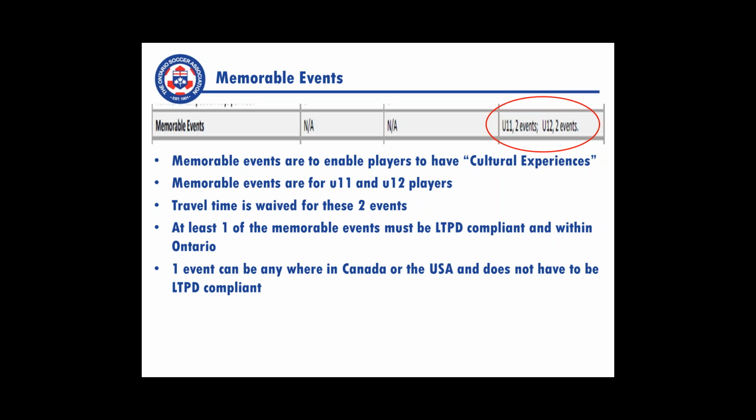To qualify for a memorable event, you would first contact your club to have permission. Then the club would contact your district association, and they would grant you the memorable event or not, based on your application. At least one of the memorable events must be LTPD compliant and be within Ontario. And one of the events can be anywhere in Canada or the USA and does not have to be LTPD compliant. That allows travel into the US or into another province in Canada, and that event would not have to be LTPD compliant.